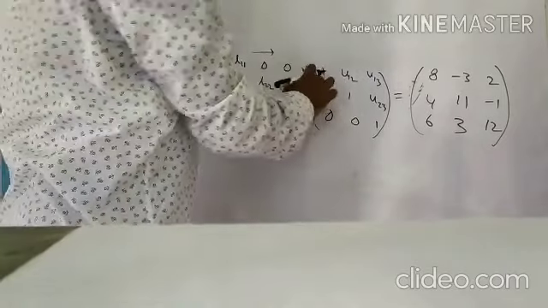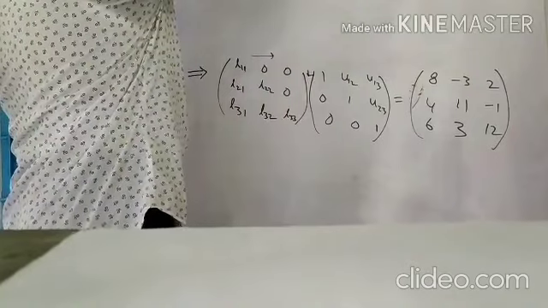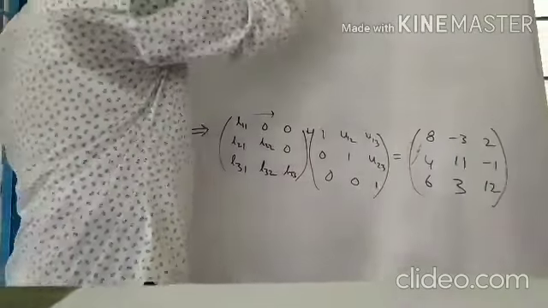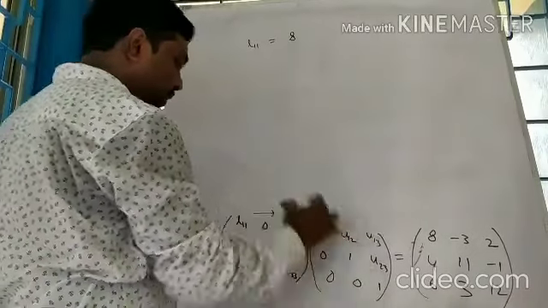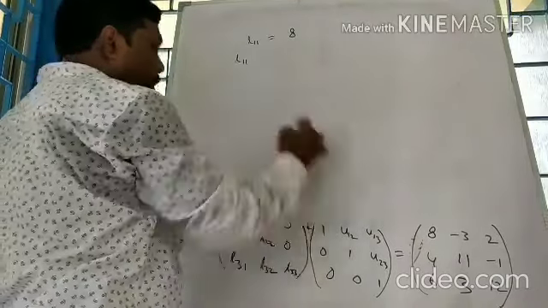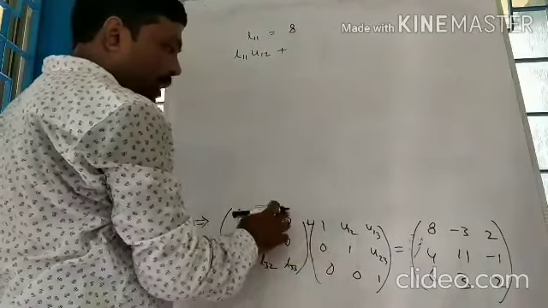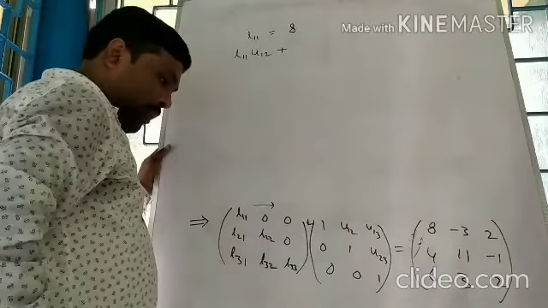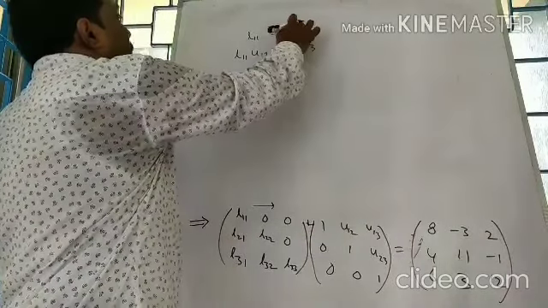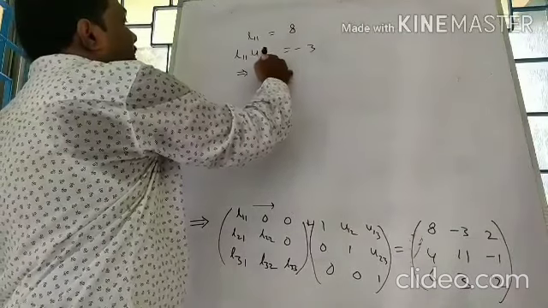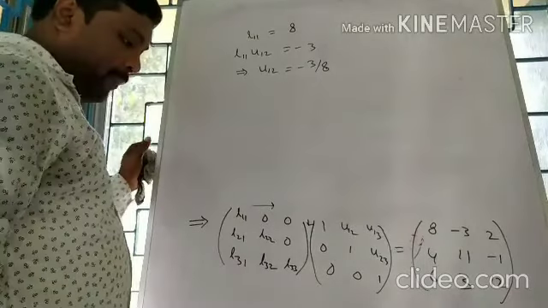So L11 into 1 plus 0 into 0 plus 0 into 0, that is L11 equals 8. So L11 is 8. Okay. Next, first row, second column. That is L11 into U12 plus 0 into 1 plus 0 into 0, that is minus 3. L11 into U12 is minus 3. Now, what is L11? L11 is 8. So U12 is minus 3 by 8.